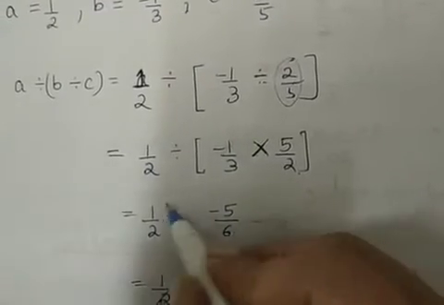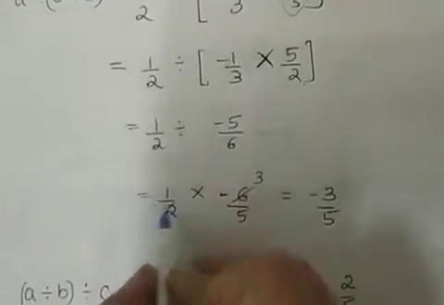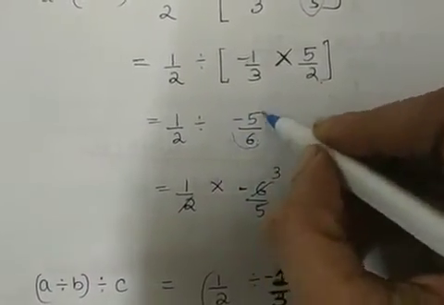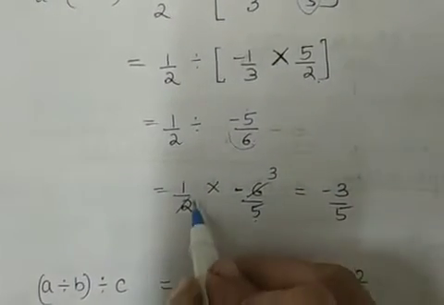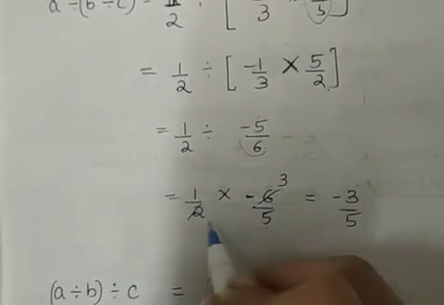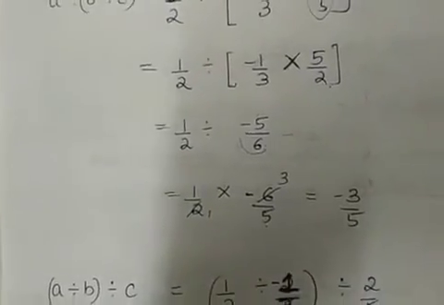Again you want to convert the sign from division to multiplication. So you take it as half multiplied by the reciprocal of minus 5 upon 6, which is minus 6 upon 5. So on cancellation you will get 1 into minus 3 upon, this is 1. So 1 into 5 is 5.